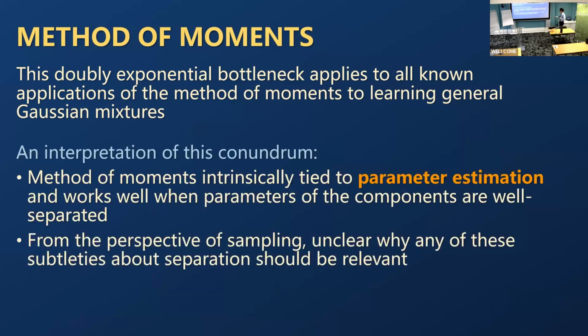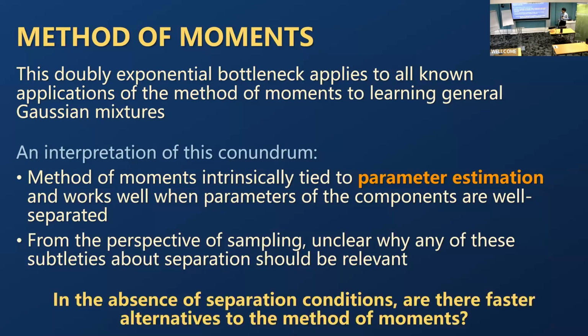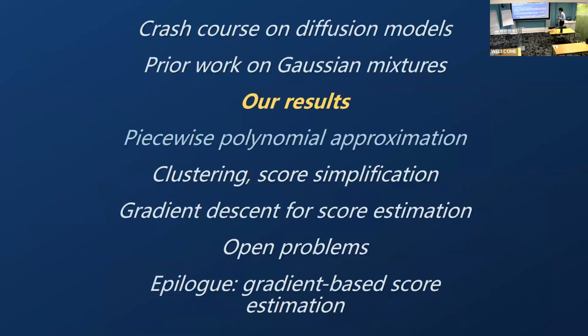Okay, so just to summarize, right? The method of moments is intrinsically tied to estimating the parameters of your model. And it works well when everything's nice and well separated. But if not, then we run into this bottleneck. And from the perspective of generative modeling, it's not clear whether or not we should run into this bottleneck, whether this subtlety about having this very fine-grained clustering structure should matter at all. Okay, so really the question is, if I don't make any separation assumptions, are there faster alternatives? And of course the answer will be yes. So let me tell you now what we show.